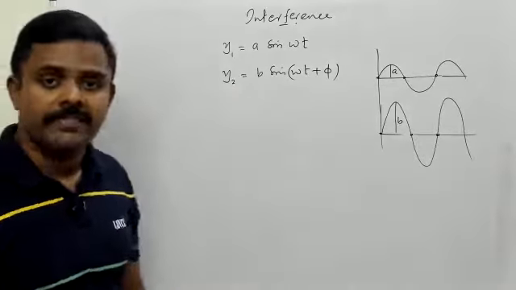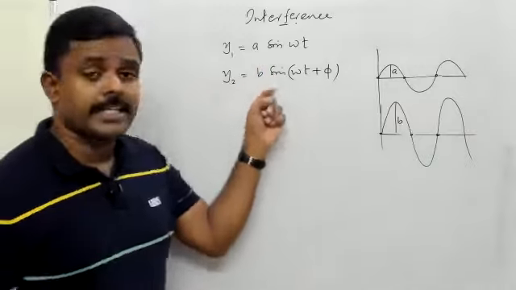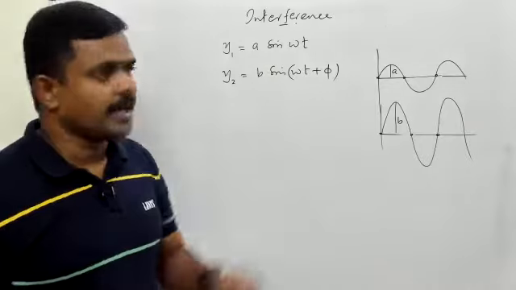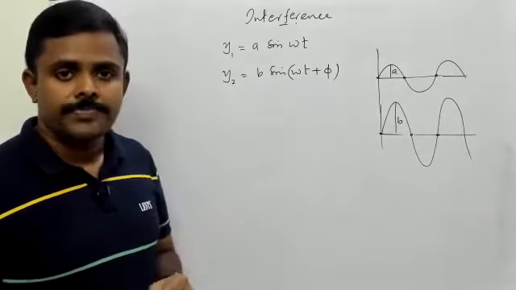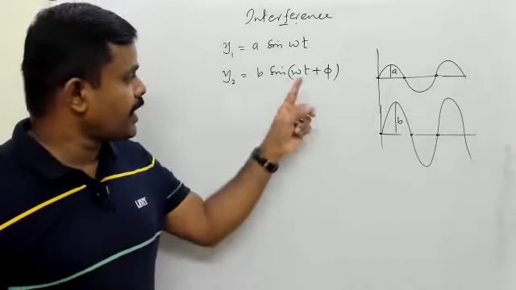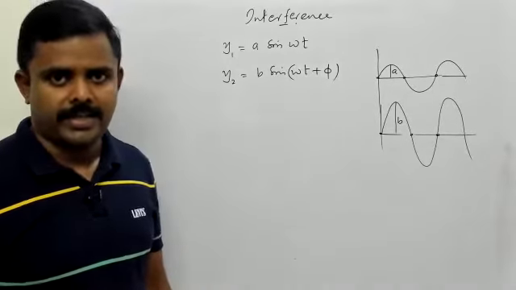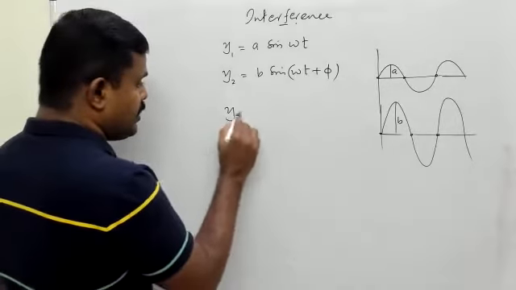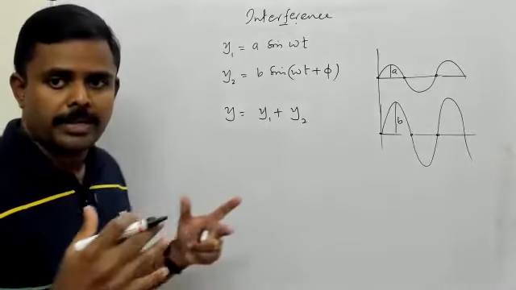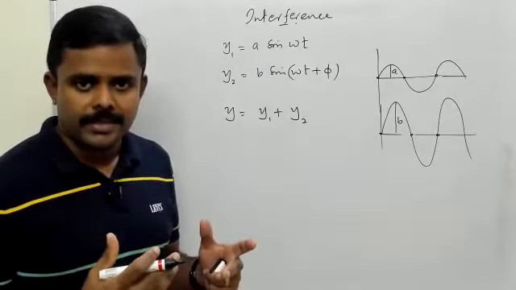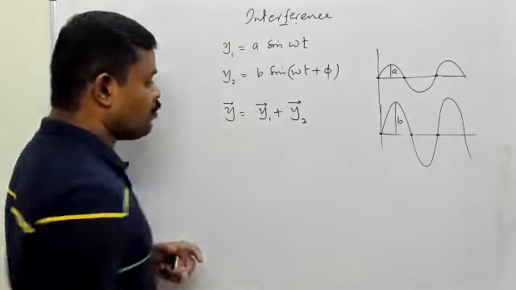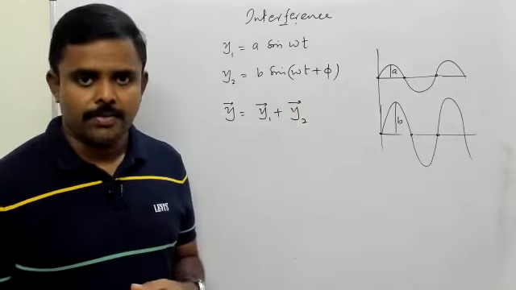I have two waves here, Y1 and Y2. You learned the mathematical expression for a traveling wave in first year classes: a sine function, A sine omega t. A is the amplitude, omega is the angular frequency, and Y2 is equal to B sine (omega t plus phi). What is the principle of superposition then? According to the principle of superposition, if two waves superimpose, meaning join together, the resultant displacement is given by the vector Y equals Y1 vector plus Y2 vector.